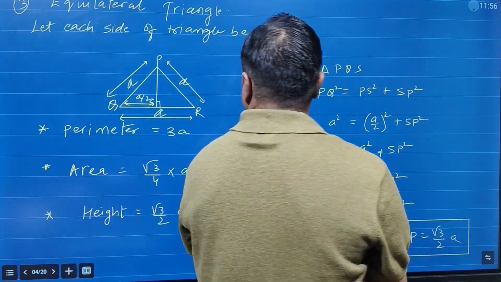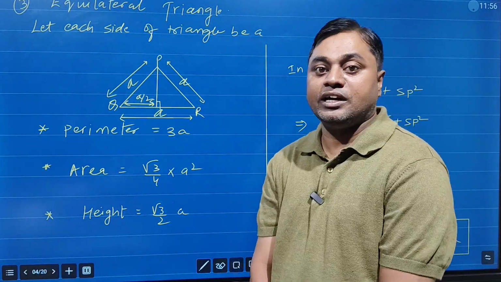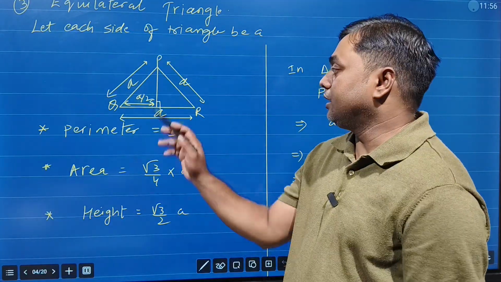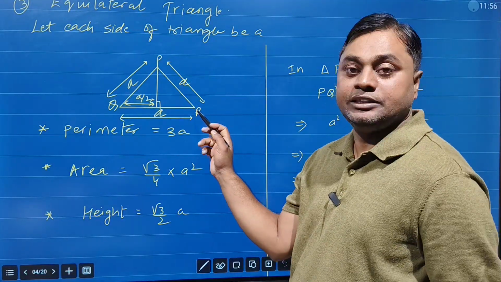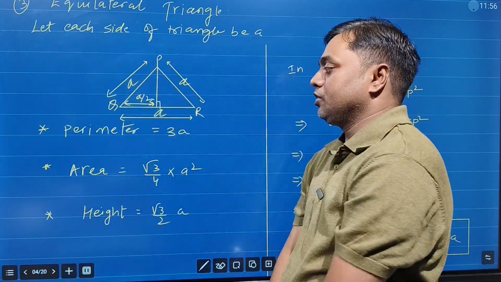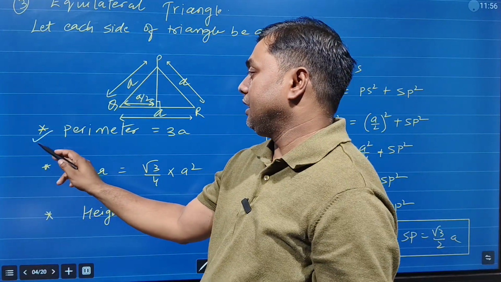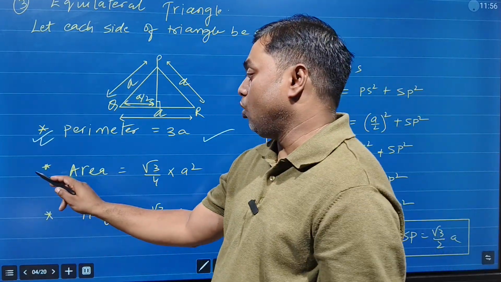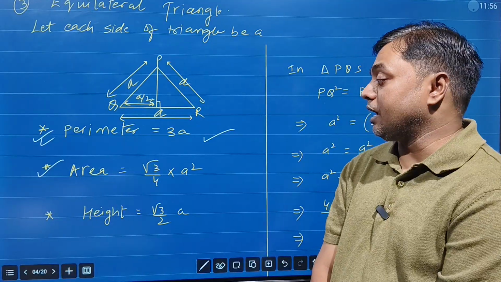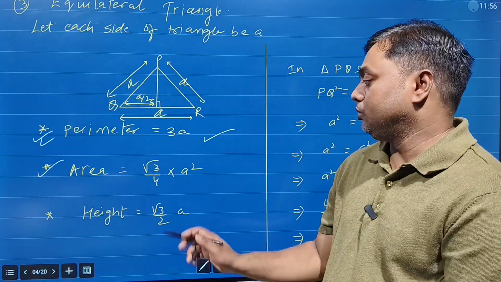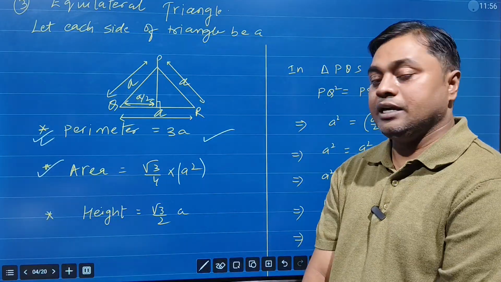Now, let's discuss the equilateral triangle. What do you mean by equilateral triangle? If all the sides of a triangle are equal. Like here I consider PQR is an equilateral triangle. Each side is of length A. So perimeter is A plus A plus A, that is 3A units. Okay? And how do you find the area of an equilateral triangle? Root 3 by 4 A square. Root 3 by 4 times side square is the area.